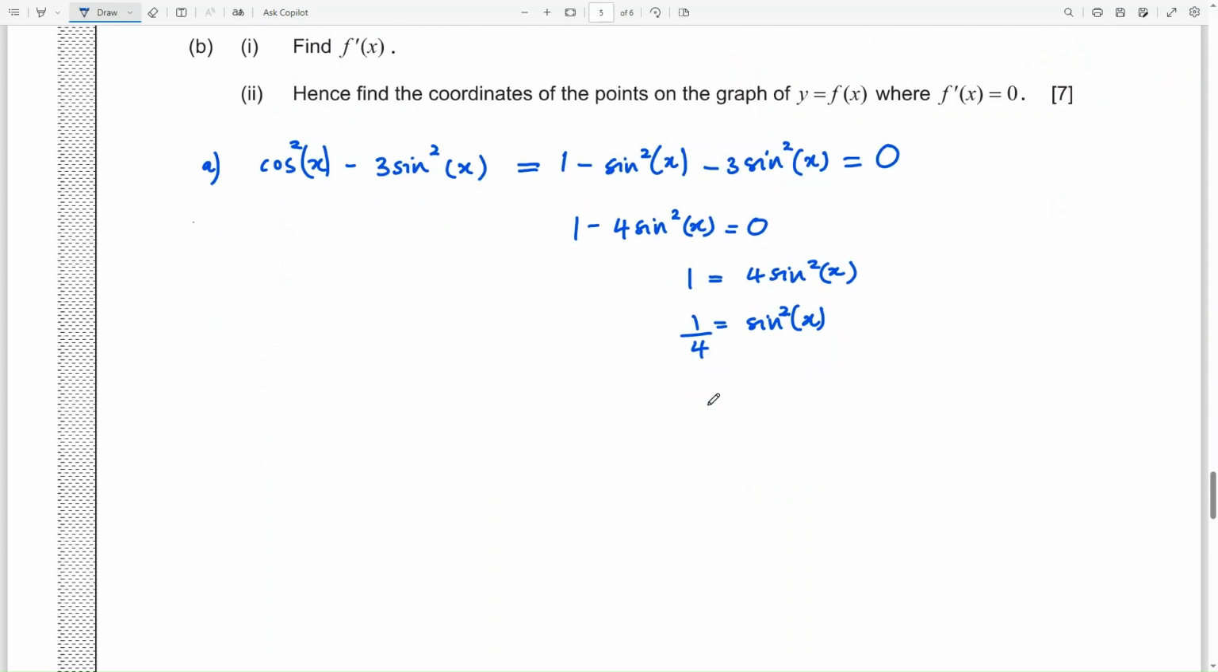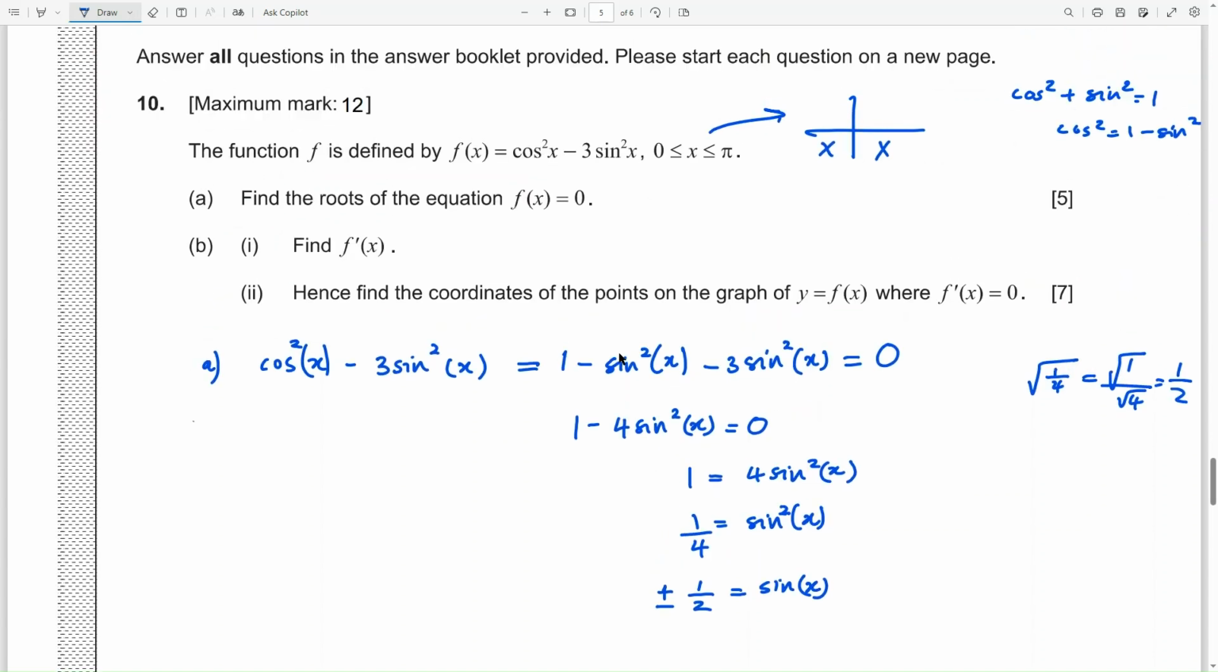Then we're going to find the root of 1 over 4, which would be positive or negative 1 over 2. Just remember, the root of 1 over 4 is equal to the root of 1 over the root of 4, which is 1 over 2, right? But it could be positive or negative. Okay, so sine x is equal to positive or negative half.